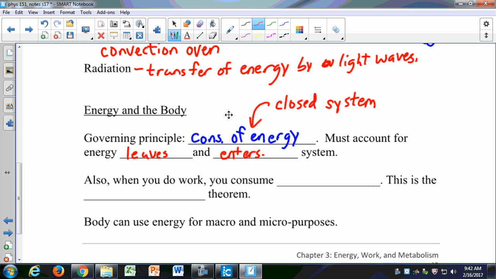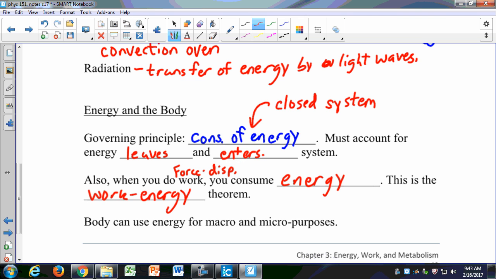That is, when you eat food, that's energy that's put into your system. And then when you exercise, or just as you live, like the basal metabolic rate, which we'll get into, that's just the energy of your body living, doing the things that your body needs to do to function. Also, when you work, you consume energy. So if I do a force over a displacement, then I consume energy because I'm doing work. And this is the work energy theorem at its very basic level.